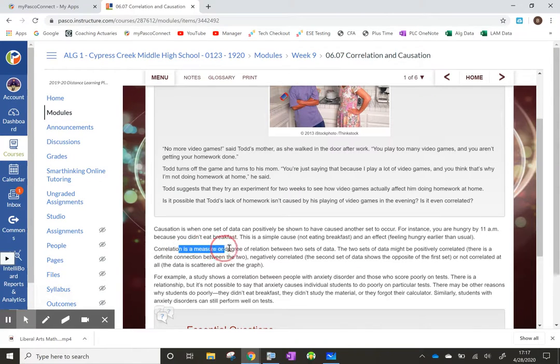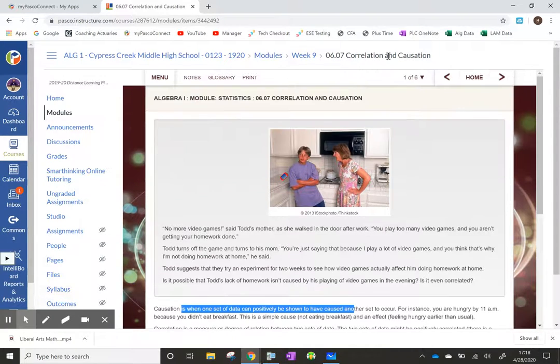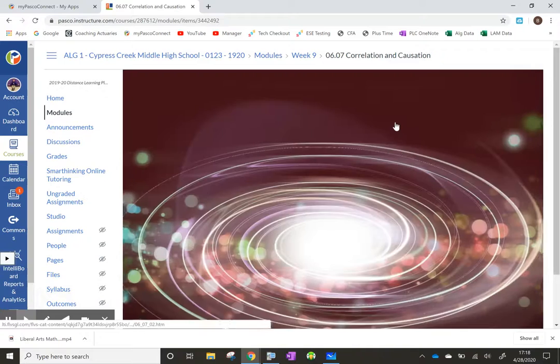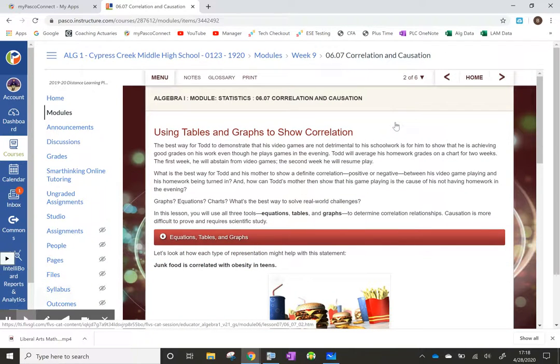So correlation is a measure or degree of relation between two sets of data. Correlation is just saying that two variables have a connection to each other, for example, the time you play video games and the amount of schoolwork you get done. But causation is saying that one thing can be caused to affect another thing. So one variable has a direct impact on the result of another variable. So that's just a quick rundown on causation versus correlation.